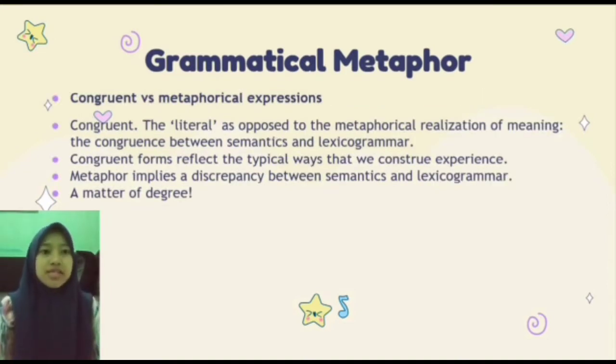Well, next is congruent versus metaphorical expression. Congruent is the literal, as opposed to the metaphorical, realization of meaning: the congruence between semantics and lexical grammar. Congruent forms reflect the typical ways that we construe experience. Metaphor implies a discrepancy between semantics and lexical grammar.